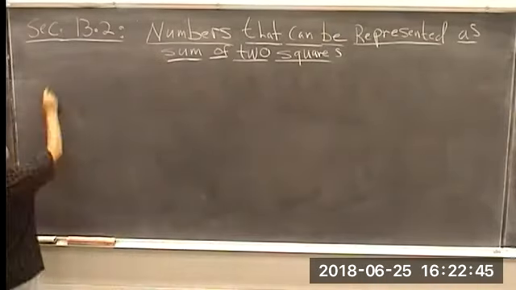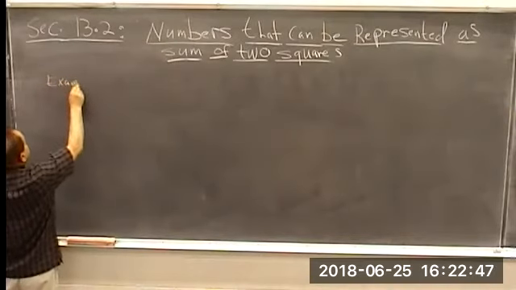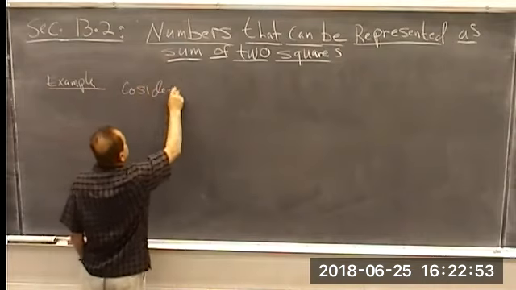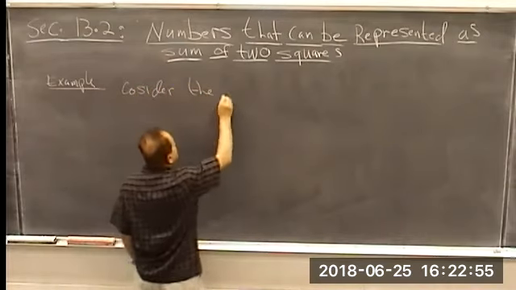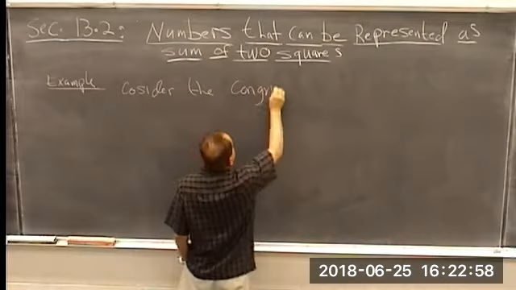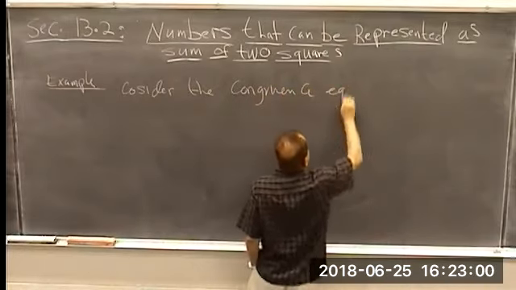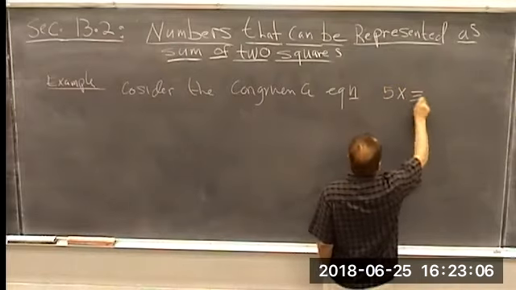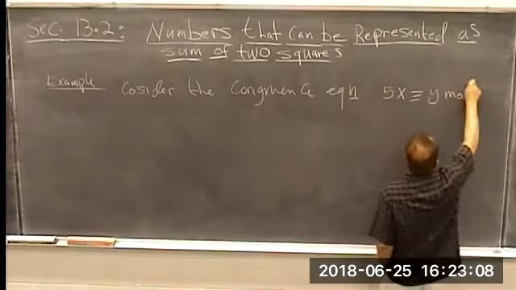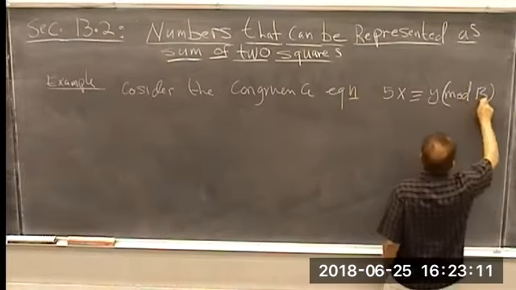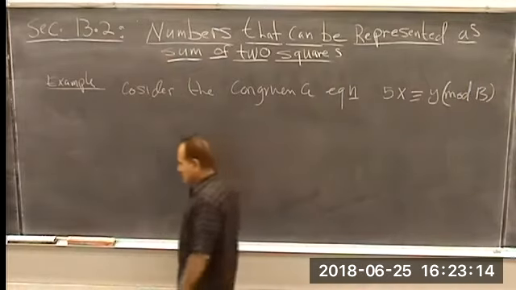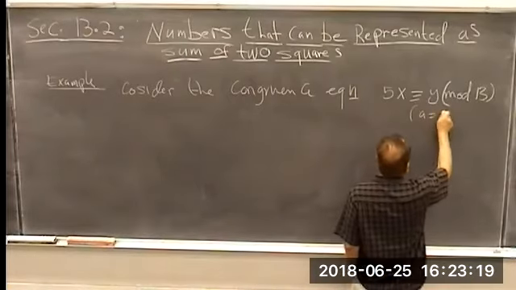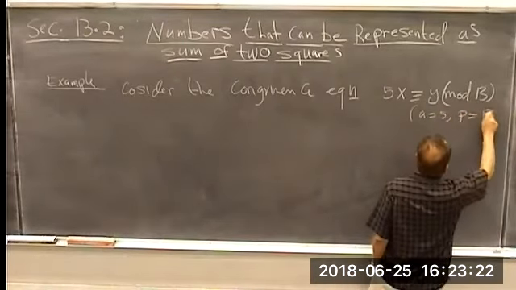So here is the example. We're going to consider the congruence equation 5x congruent to y mod 13. So in other words, we're going to use the prime 13, and a is equal to 5. So here a is 5, and p is equal to 13.